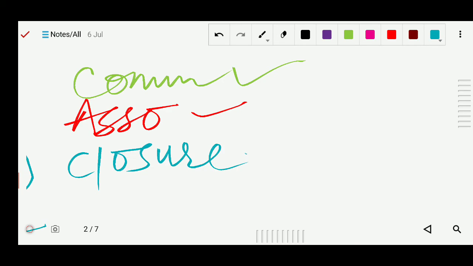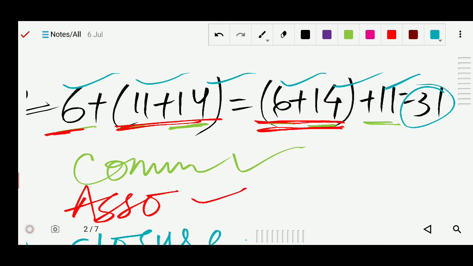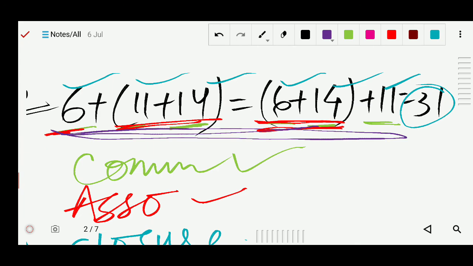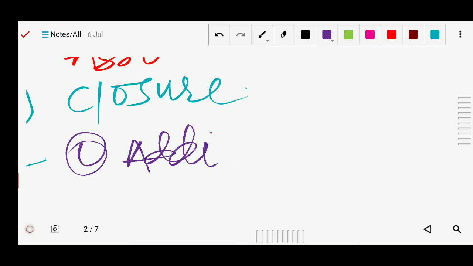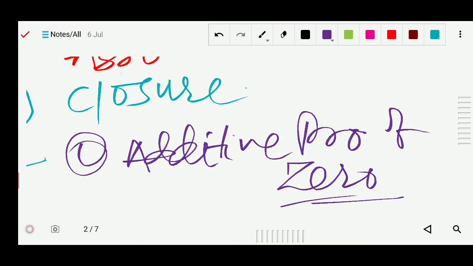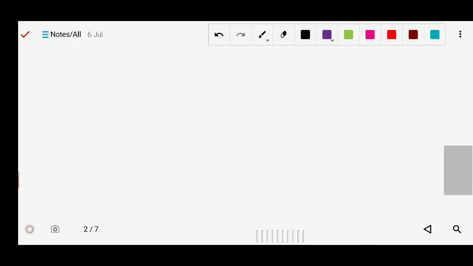Okay, next, additive property. Is it here? Additive property means when we add 0, we get the same number, the same result. If you add 0 to any number, you get the same number. Is the additive property available here? You can see. No. So which property is not here? Its answer will be number C. There is no additive property of 0 here. That's the answer, because all the others are following, but only the additive property of 0 is not following.